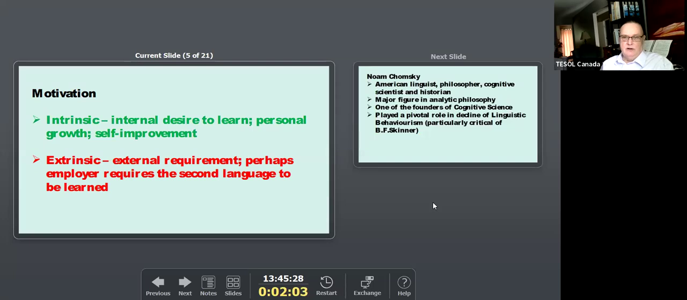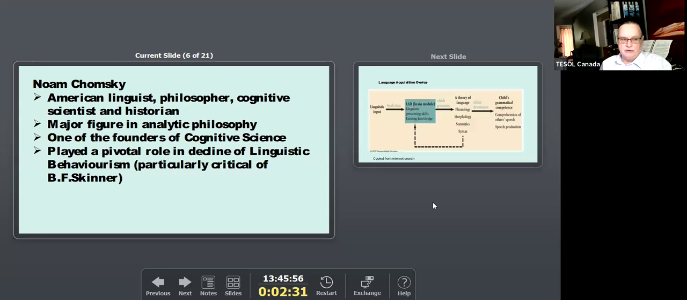Motivation is involved in language learning. Intrinsic motivation is the internal desire to learn for personal growth or self-improvement. Extrinsic motivation has an external requirement involved. Perhaps an employer requires the second language to be learned so the employee can work with international customers or that sort of thing.